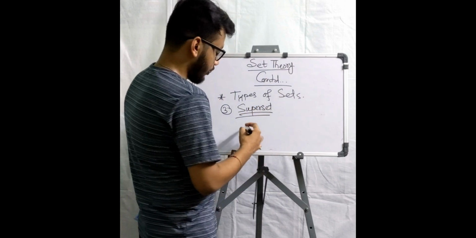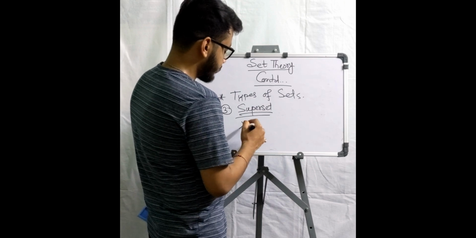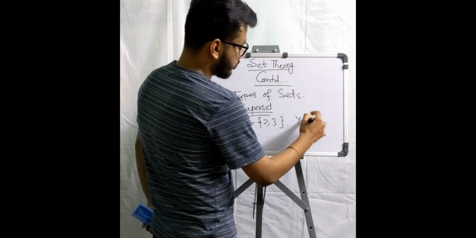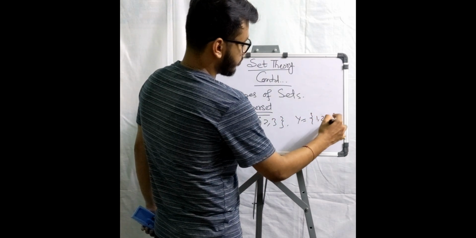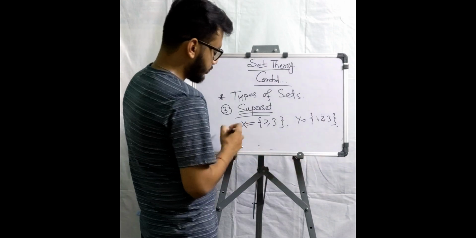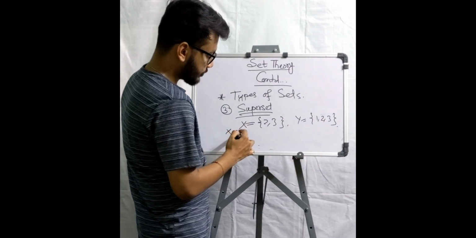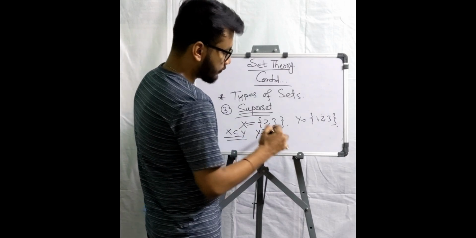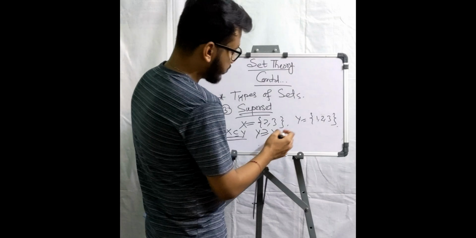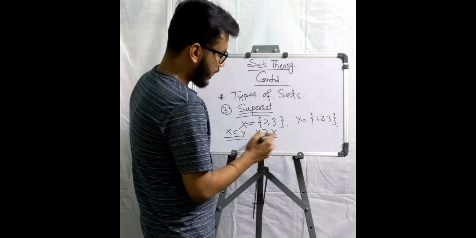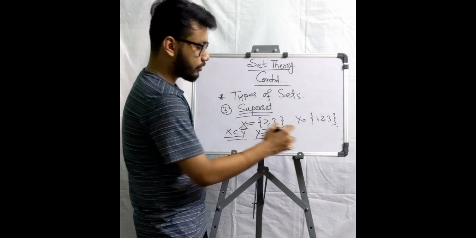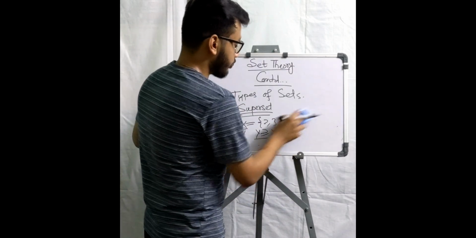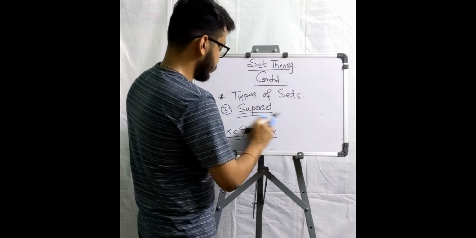So obviously, if say X has got 2 and 3, and Y has got 1, 2, 3, therefore we know that X is nothing but a subset of Y. So Y will be a superset of X, because it has got all the elements which X has got. Therefore, Y is nothing but the superset of X. I hope you are able to understand till this much.